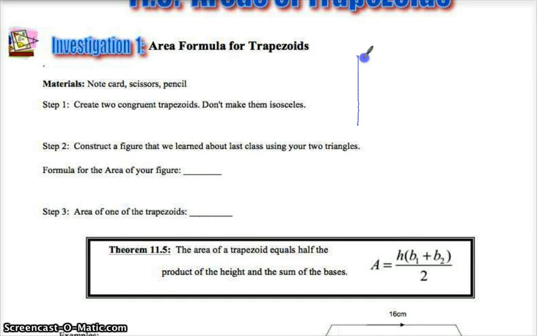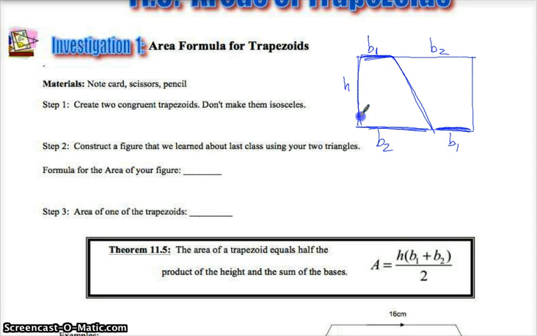Okay, so you start with your note card. And I would say you're going to measure right the same distance here. So you can see this is one trapezoid. I have this length, this length. If I make this length the same as this one, so if I call this one base 1 and this one base 2, that means this is base 1 and this is base 2, and I would call this my height because it's intersecting at 90 degrees.